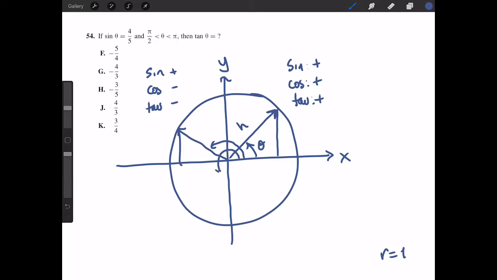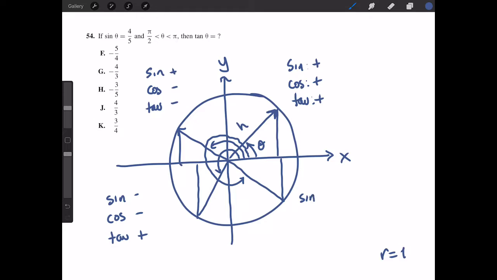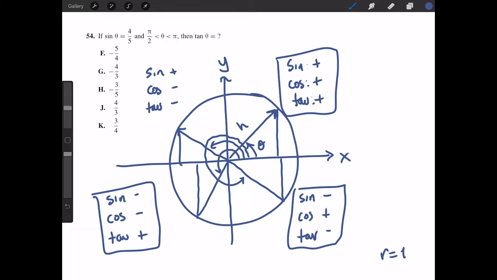And then if we go, say, into quadrant 3 here, and we inscribe the right triangle, it's going to give us a negative sine, a negative cosine, and a positive tangent. And then if we go to quadrant 4, say somewhere around here, and we inscribe a right triangle, it's going to give us, again, a negative sine. It's going to give us a positive cosine this time, and a negative tangent as well. And so these are the signs of the basic trig functions, depending on the quadrant.